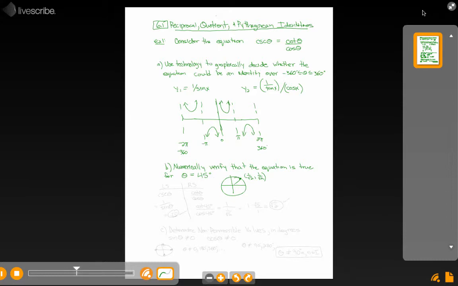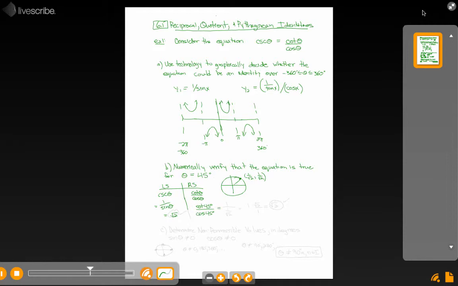So if I set up a way of verifying this, I might set up a little left side, right side table and say the left side of this equation is cosecant theta, which is 1 over sine theta, which if I let theta equal 45 degrees, I have the reciprocal of sine is going to be root 2 over 1. So sine of 45 degrees, 1 over sine of 45 degrees. On the other side, I had cotangent theta over cosine theta. So I need to say, what's cotangent 45 degrees over cosine of 45 degrees?